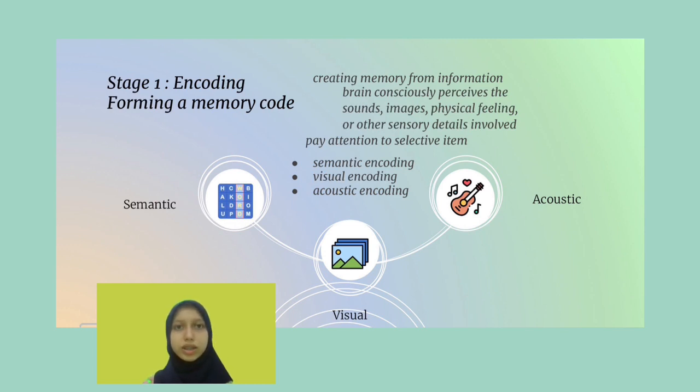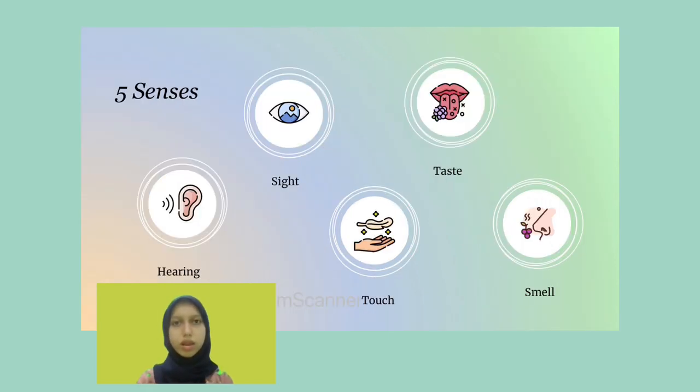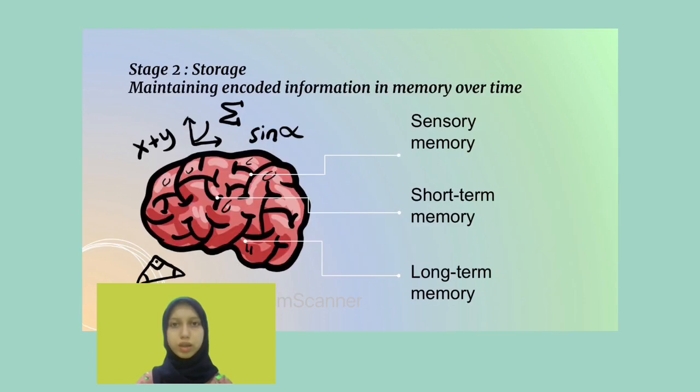Now, let's turn our attention to acoustic. Acoustic encoding here means we encode the sounds that the words make. For example, the alphabet sounds, words intended for children to memorize through song, rhyme, and rhythm. There are 5 human senses which are used to encode. They are hearing, sight, touch, taste, and smell.